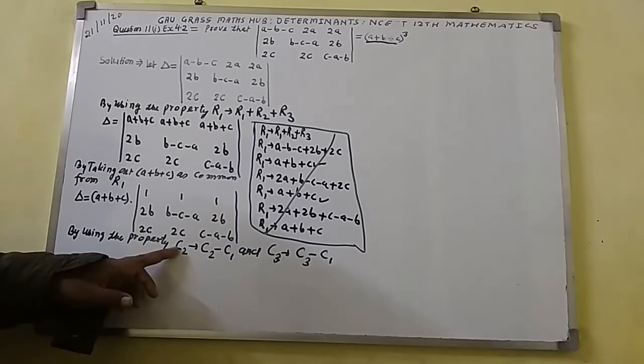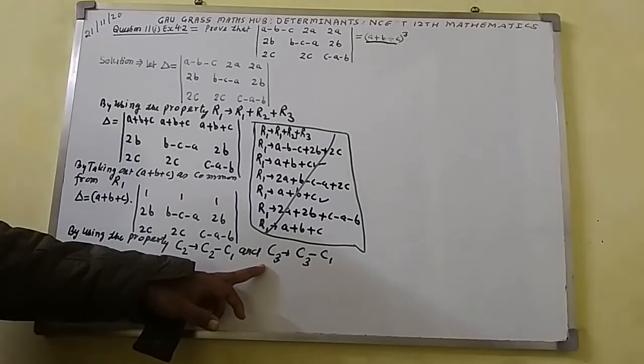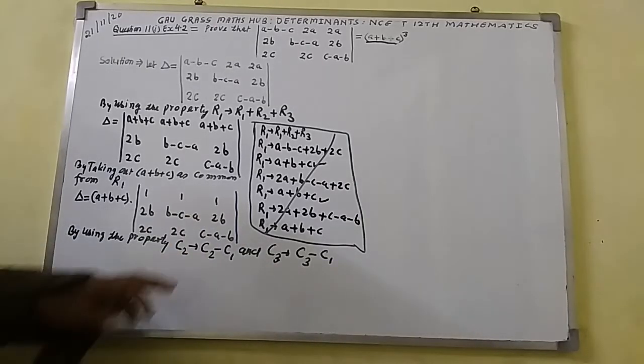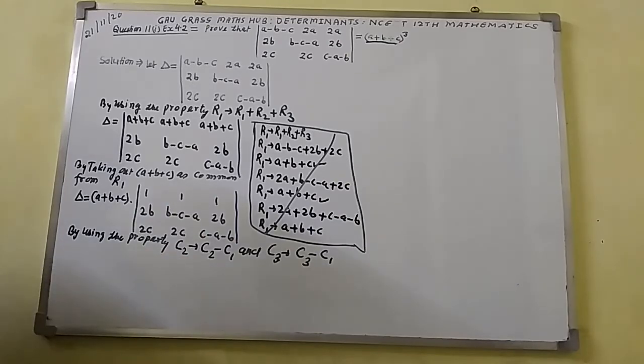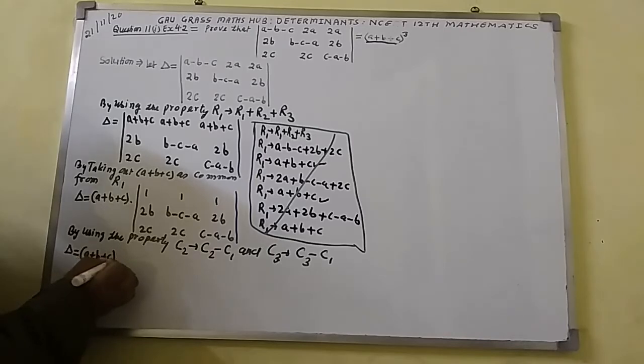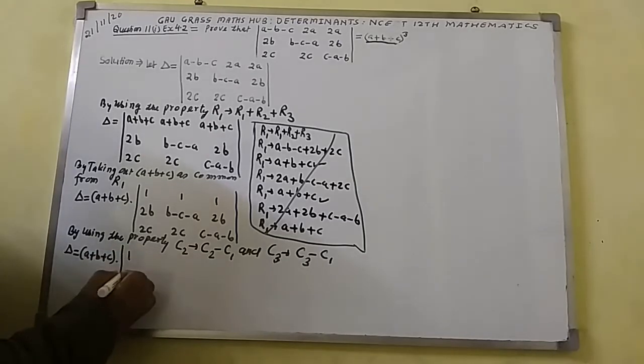Here I have written C2 goes to. This means that changes will occur only in the second column. Here I have written C3 goes to. This means that changes will occur only in the third column. There will be no changes in the first column here. So here I shall write determinant equal to A plus B plus C, and the elements of the first column will be written as it is. So here write 1, 2B, 2C.